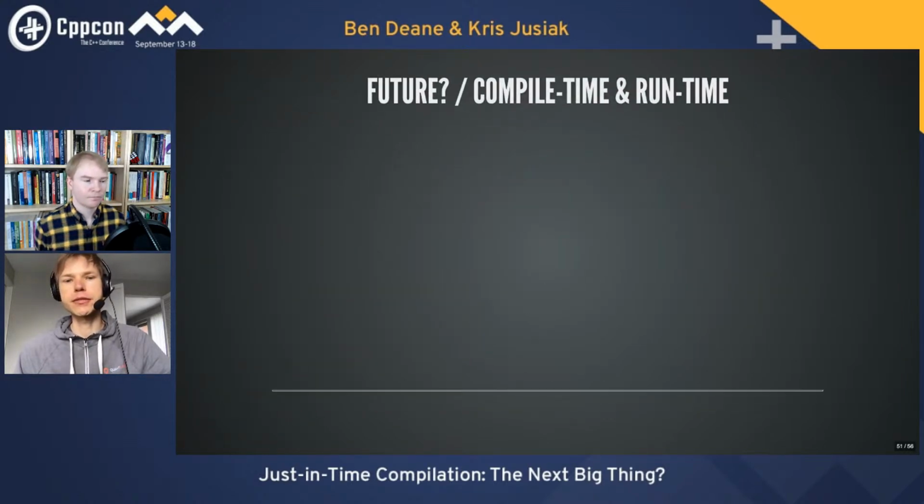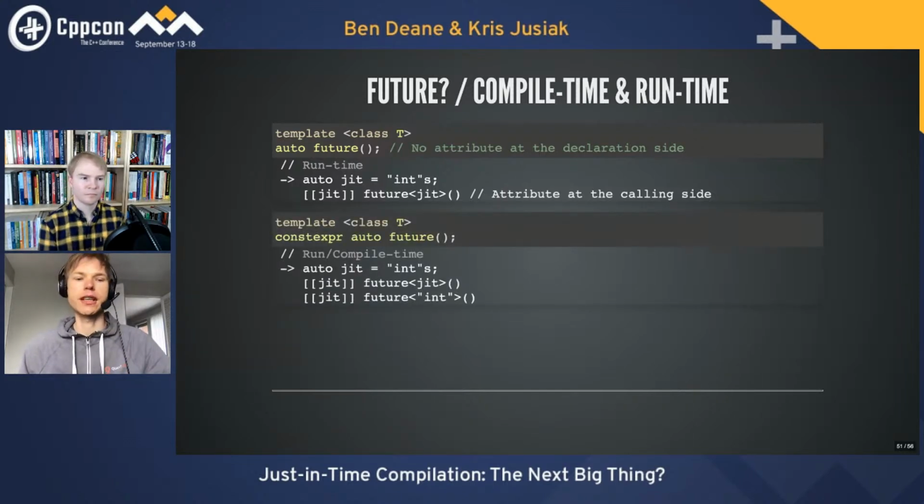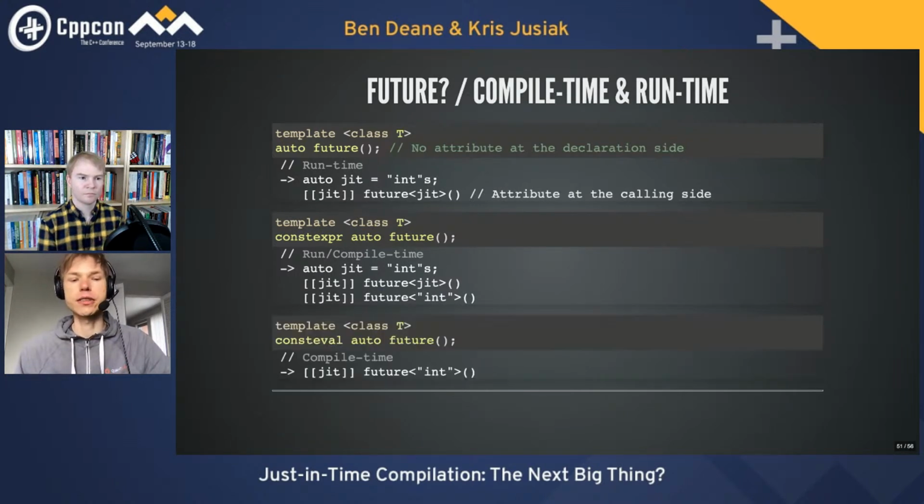So what about quickly just the future? In the future, you can imagine that this attribute won't be part of the function, at least that's what the proposal tried to say with the future revisions, it will be just at the callee side. So that will be the runtime version. We can also have a constexpr version, which will be either runtime or compile time, or we can have a consteval version, which will be just the compile time version. As well as, we can always pass the types in all cases.